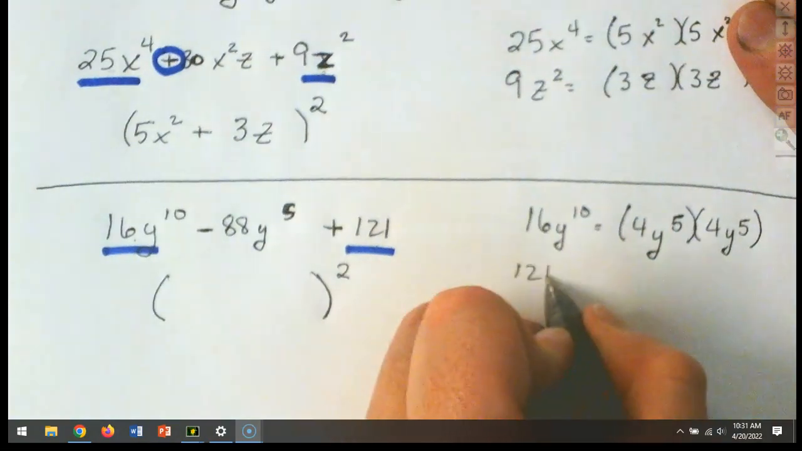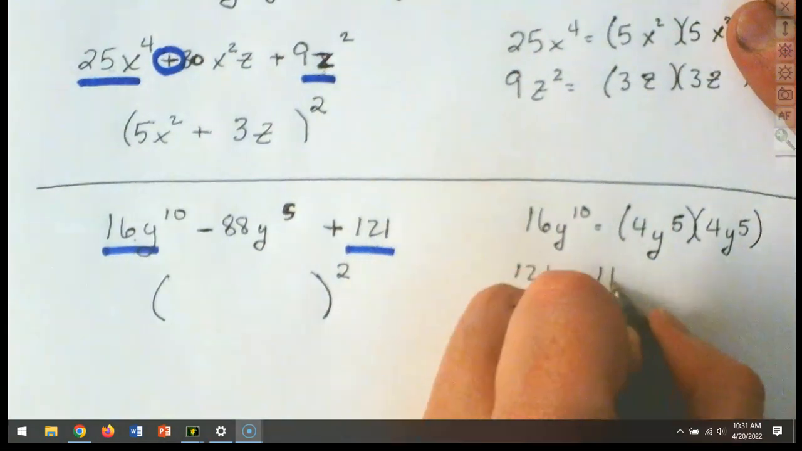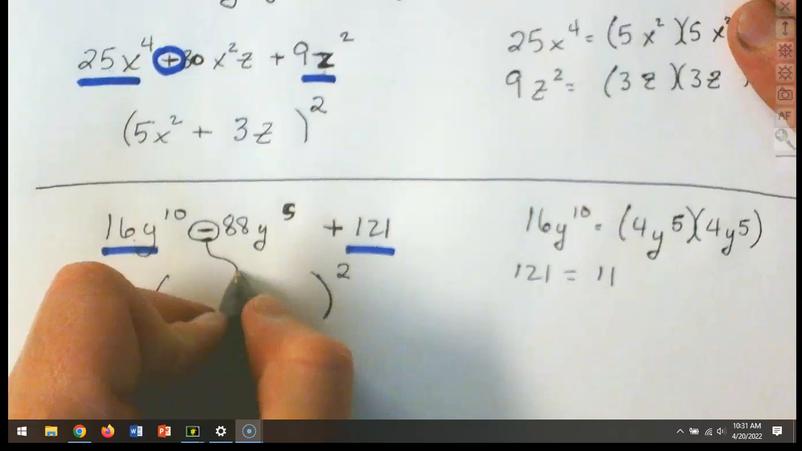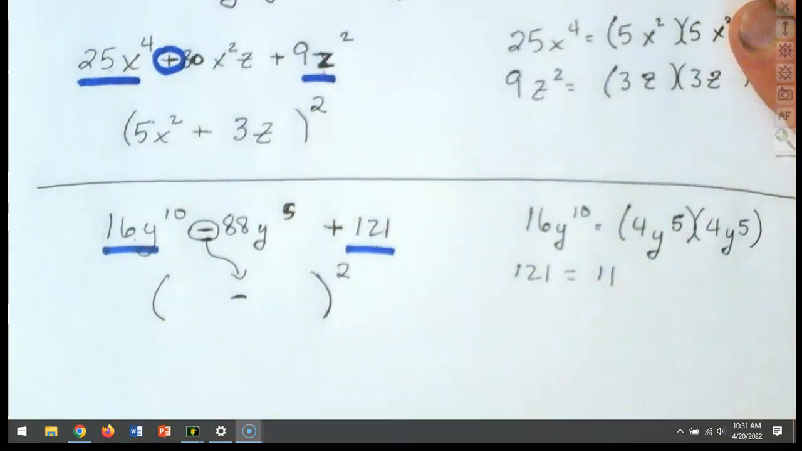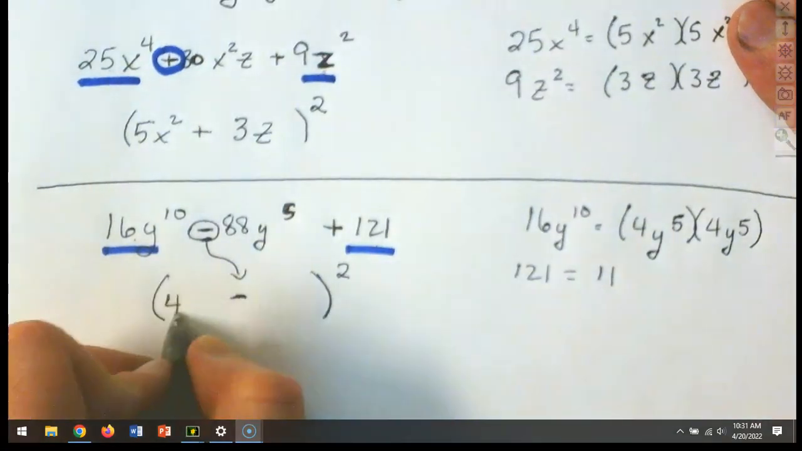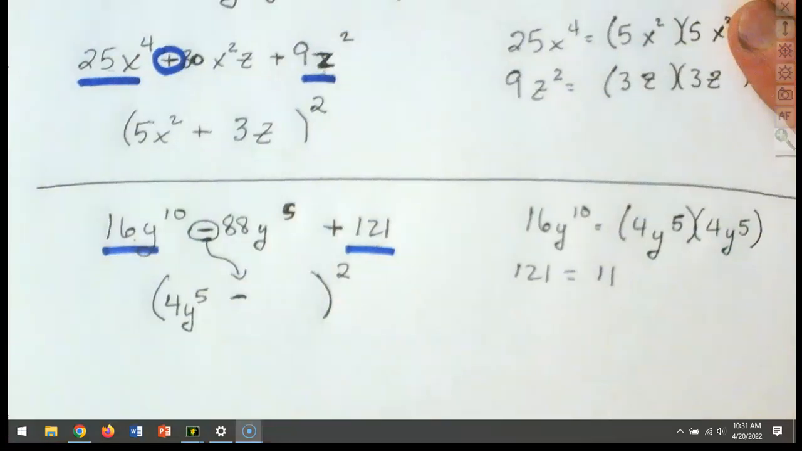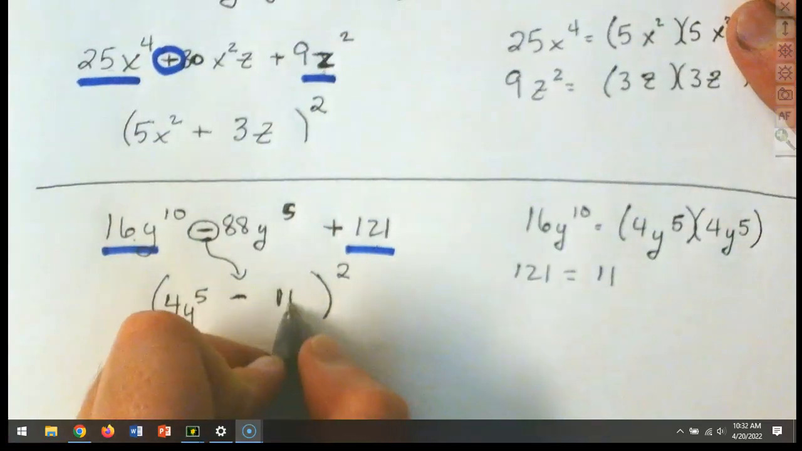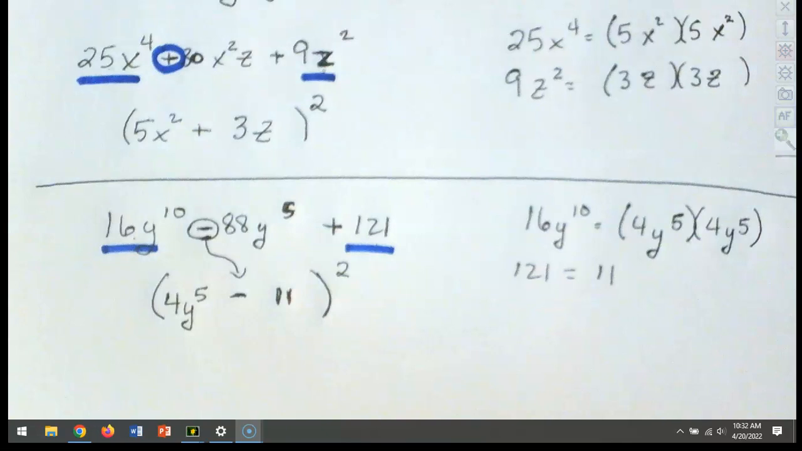And 121 is a perfect square of 11. Sign in the middle is negative, so that comes down as a negative. And we've got 4y to the 5th and a minus 11 in the middle. That's it.